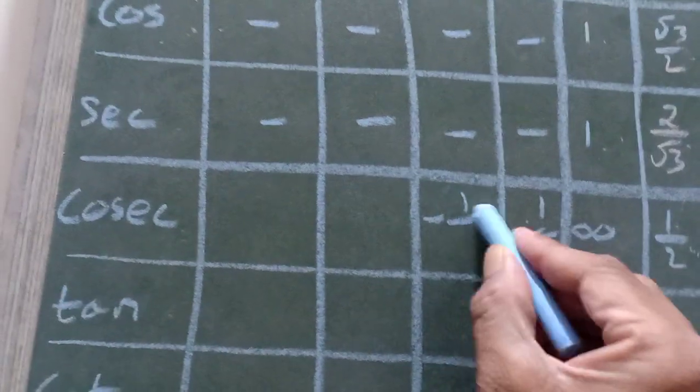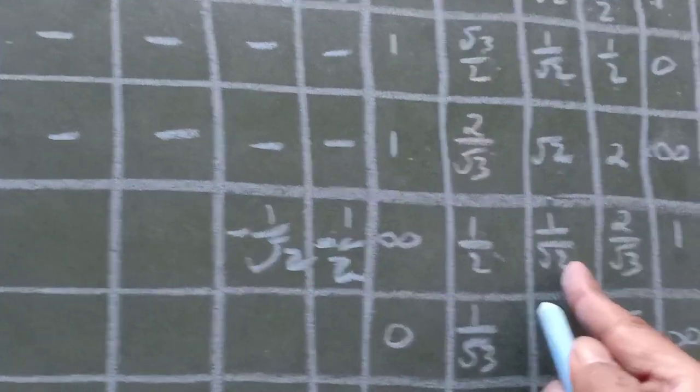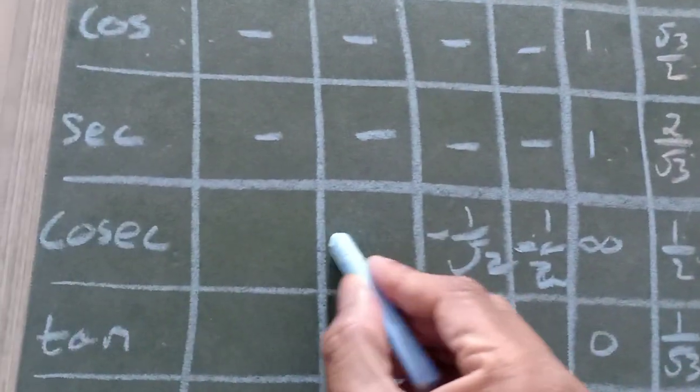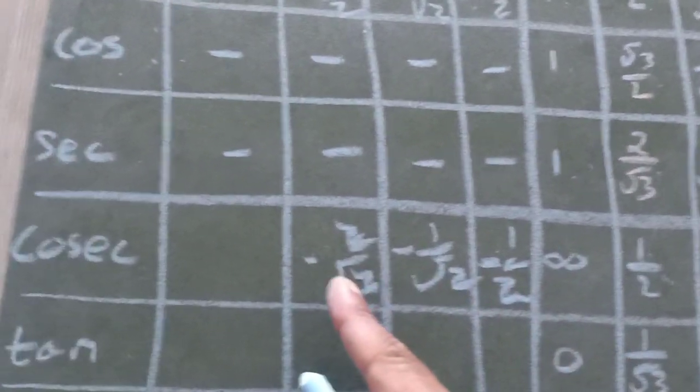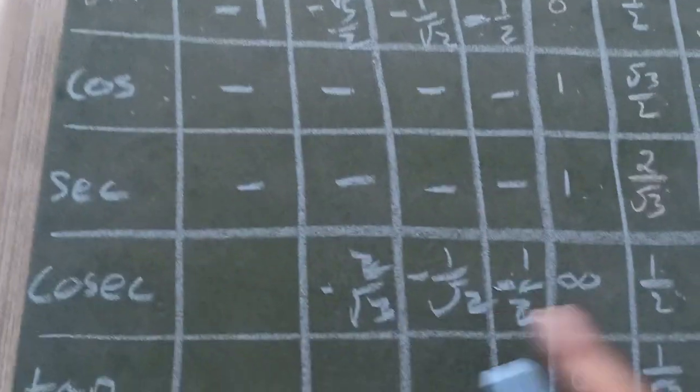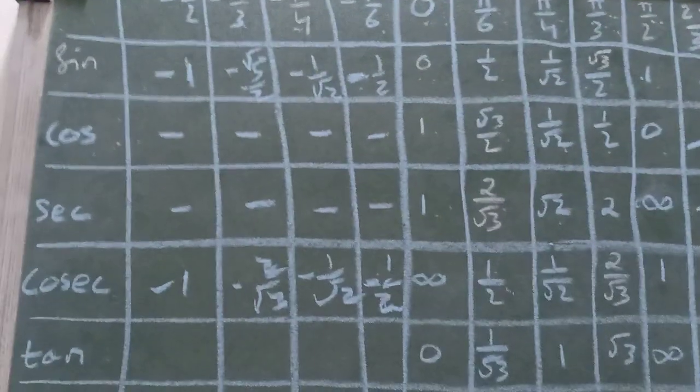And here it will be minus 1 by root 2, the same value of pi by 4 with a negative sign. Then here minus 2 by root 3, the same as the value of cosec pi by 3 is 2 by root 3, so cosec of minus pi by 3 will be minus 2 by root 3. Then minus 1: cosec pi by 2 is 1, so cosec of minus pi by 2 will be minus 1.